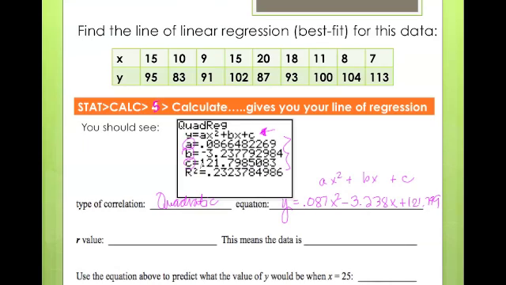Now, to get the r value, notice we're asked for the r value, not the r squared. So the r value, you're going to have to take this r squared. So you're going to have to find the square root of 0.3232. And when you do that, you'll see that that's somewhere around 0.482. And so that means that the data is a moderate correlation.